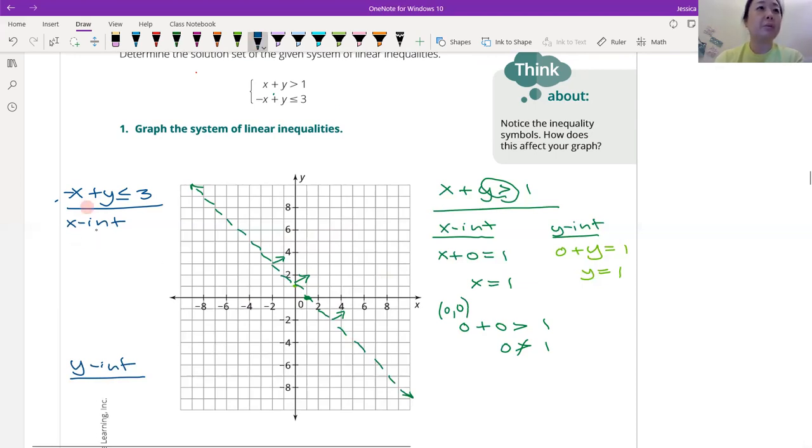Okay, now for the blue. For the X-intercept, we know that Y is equal to 0. So negative X plus 0 is less than 3. Now we just get negative X is less than 3. Well, you need to get rid of that negative, so we're going to divide both sides by -1. And we get X is equal to, now remember, we divided by a negative number, which means we've got to flip that inequality. So X is greater than or equal to -3.